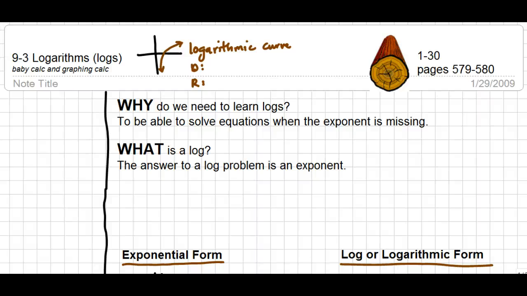This lesson is for FST, lesson 9.3 on logarithms or logs. Students will need both a baby calc and a graphing or scientific calculator for this lesson. There will be a mixture of both kinds of problems.